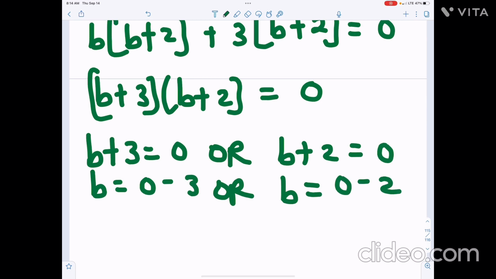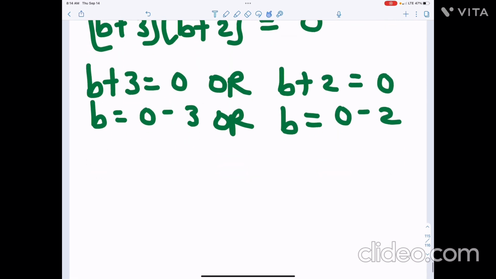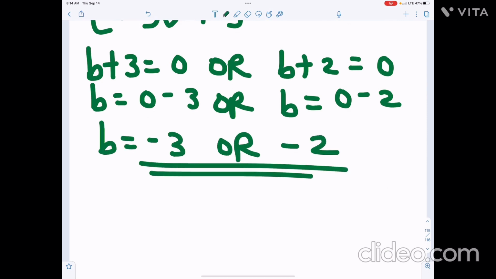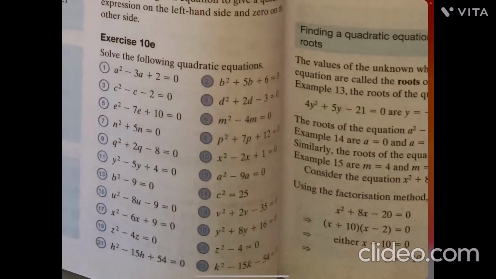B is 0 minus 2. What does that give me now? That gives me b is minus 3 or minus 2. That's question 2. Question 3 now.